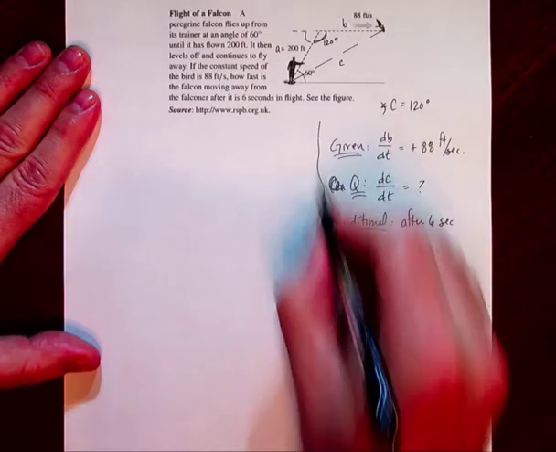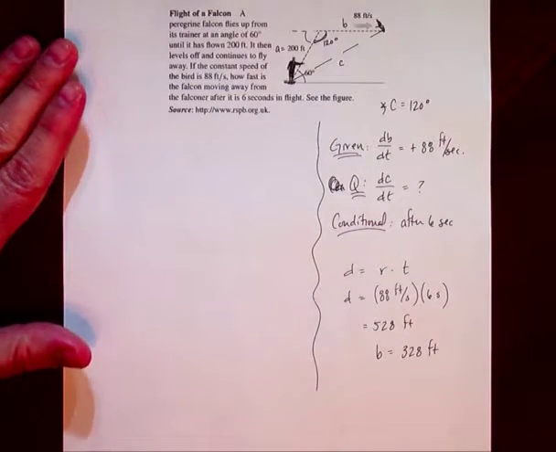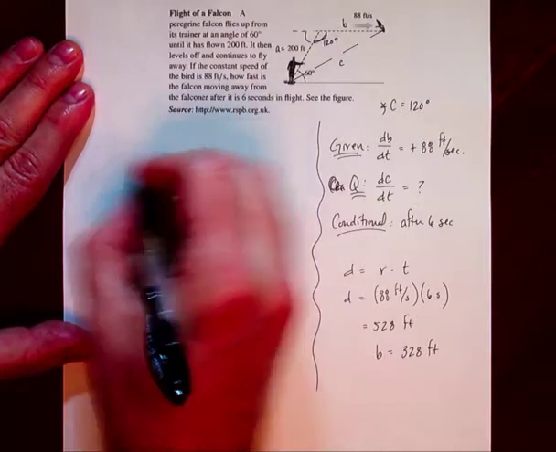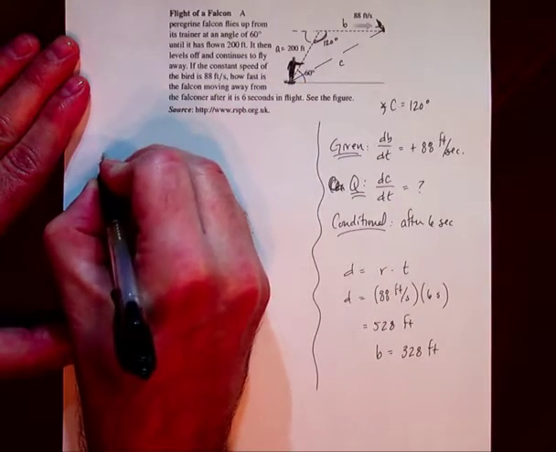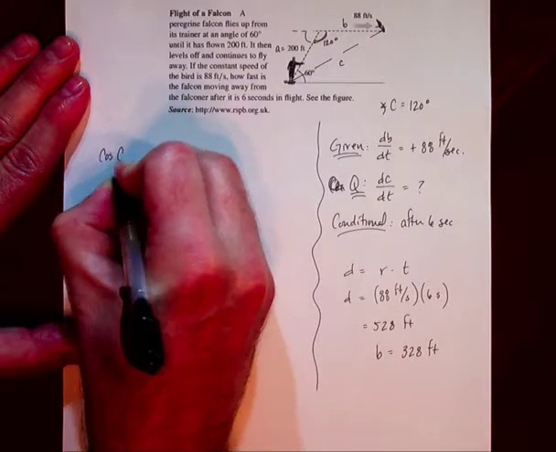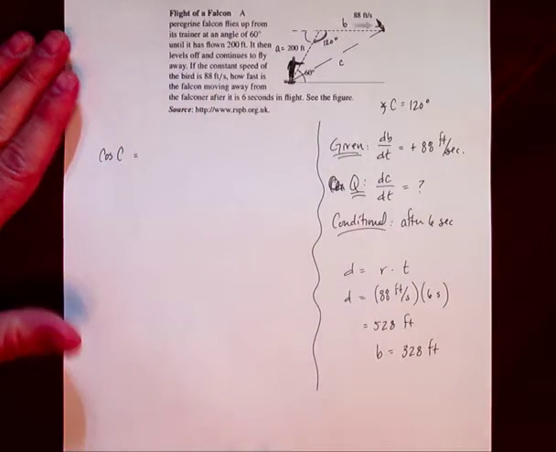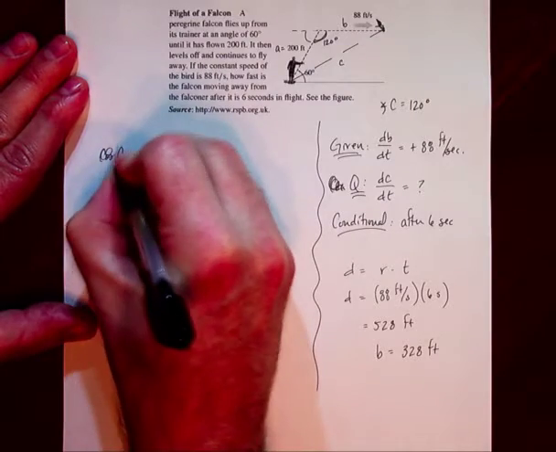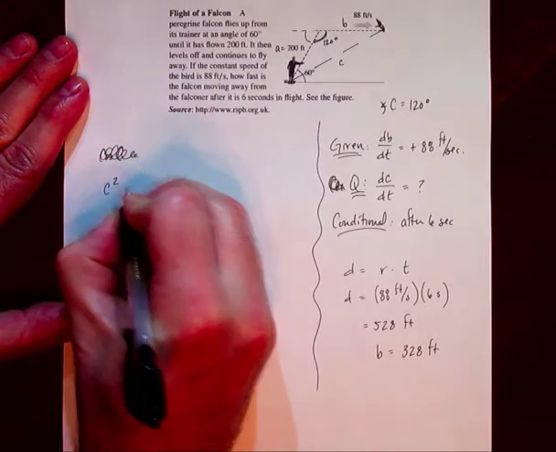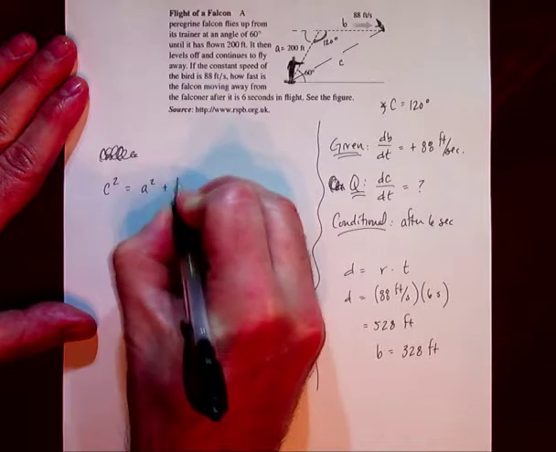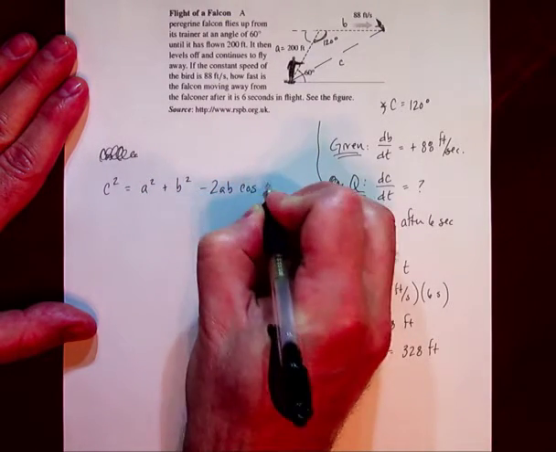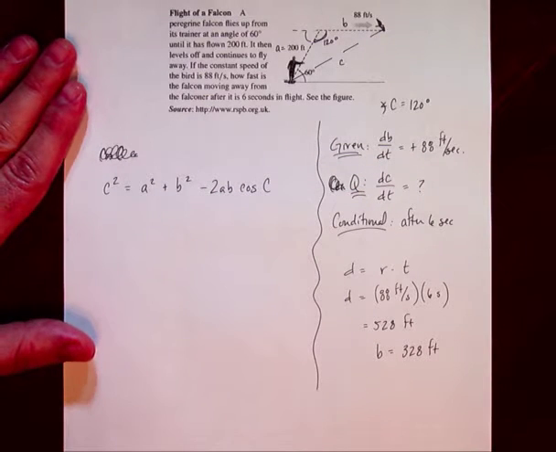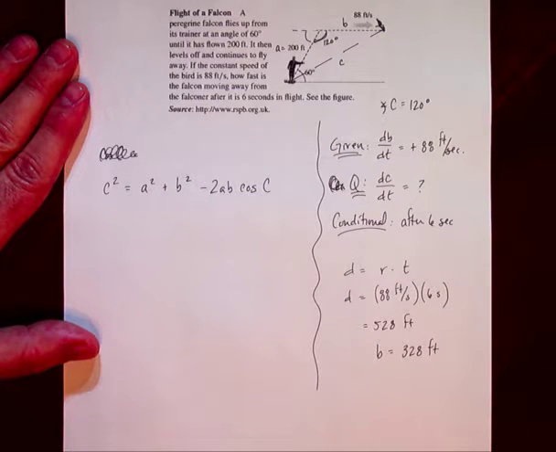Alrighty, let's go ahead and talk about the law of cosines. So we know that the law of cosines, when we're dealing with C, is C squared is equal to A squared plus B squared minus 2AB cosine of C. Well, A is a constant. Cosine C is a constant.